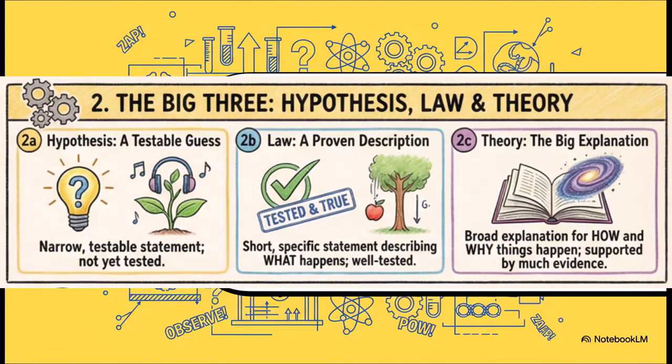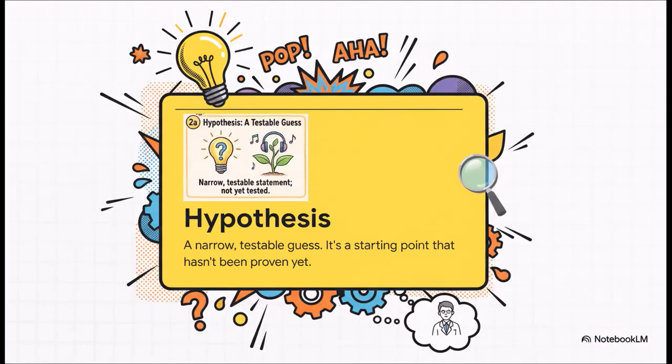Okay, so now that we have our models, it's time to start building the blueprints of reality. And for that, we need the big three ideas that every scientist uses. We're talking about the hypothesis, the law, and the theory. First on the list is the hypothesis. This is your starting point, your educated guess. It's got to be a really specific, testable idea. It's that what-if question that kicks off the whole investigation.